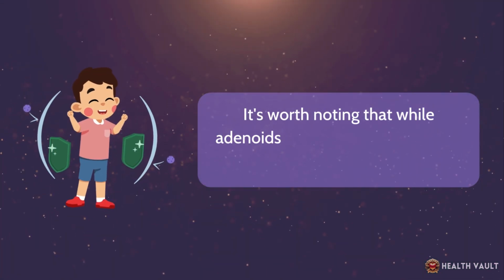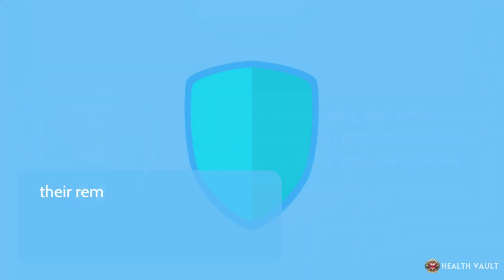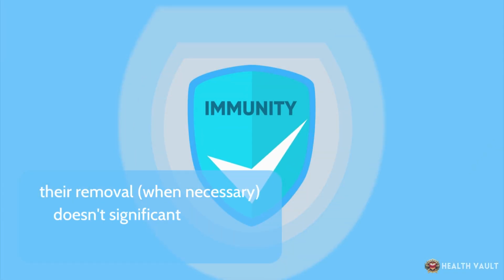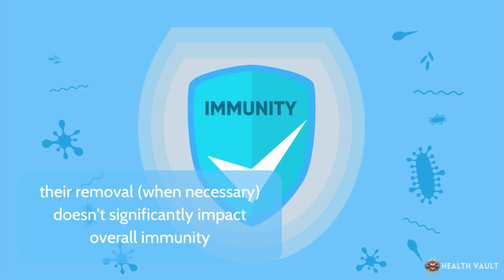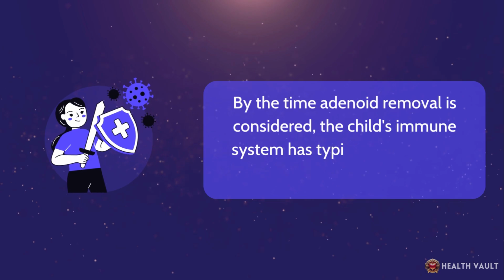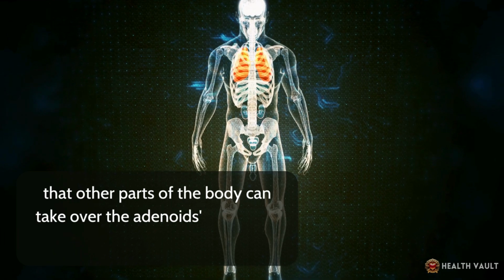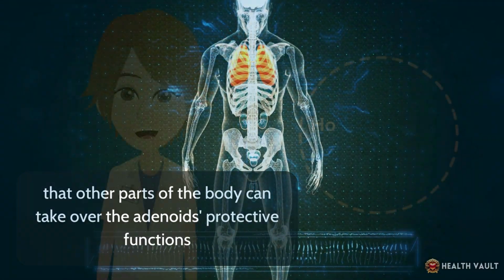It's worth noting that while adenoids play an important role in young children's immune systems, their removal, when necessary, doesn't significantly impact overall immunity. By the time adenoid removal is considered, the child's immune system has typically developed enough that other parts of the body can take over the adenoid's protective functions.